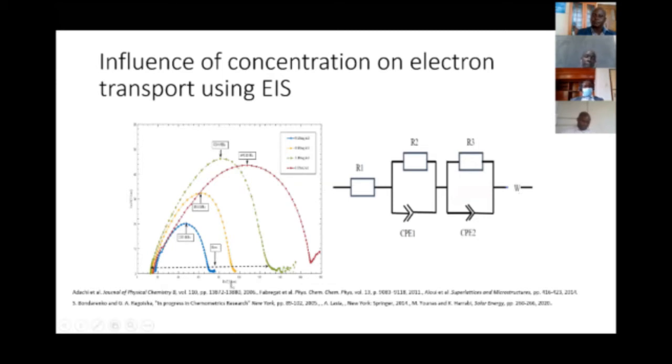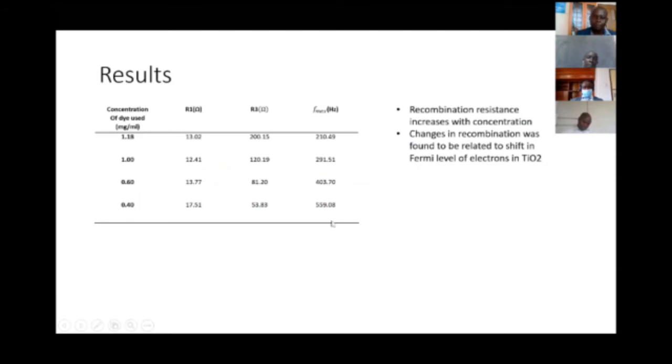Now, here we are unable to observe all three semicircles because the visibility depends on the applied voltage and also on the time constants between this part and that. Sometimes they absorb one another. Now, we are able to observe that recombination resistance increases with the concentration, and so does this frequency here at the maxima.